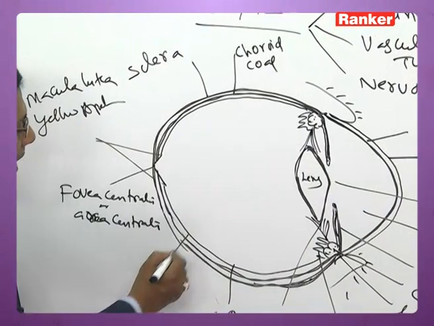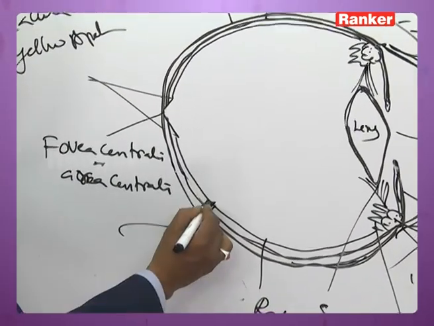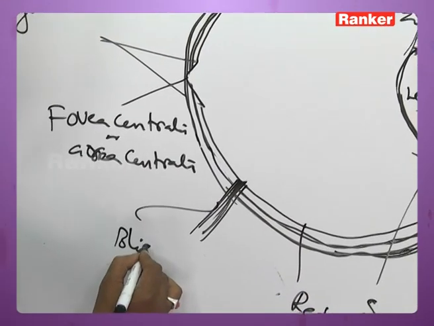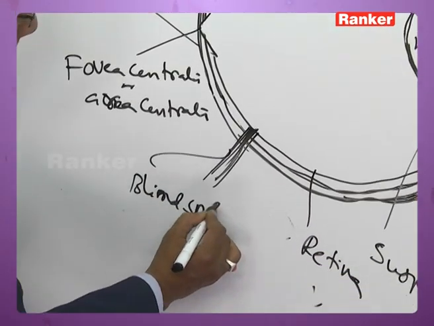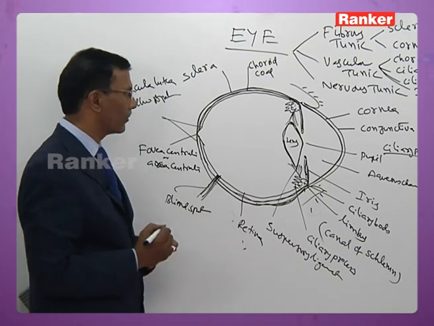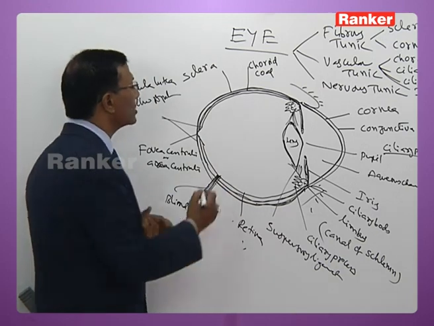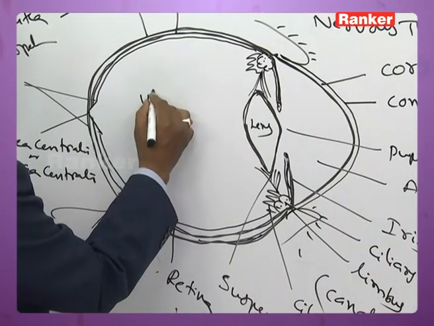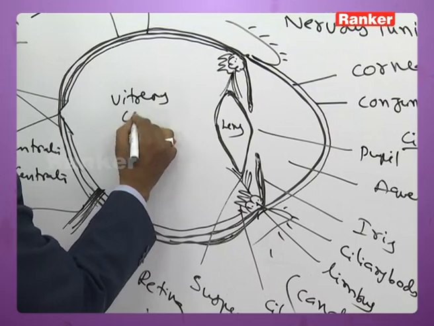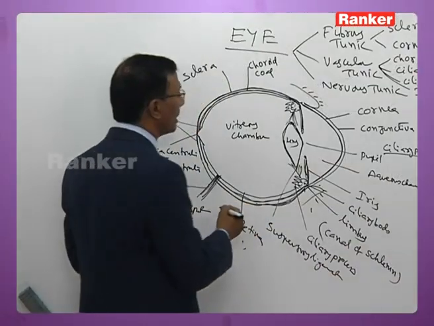Then the part of the retina which is innervated by the optic nerve is called blind spot. It has neither rods nor cones. Now this lens divides the entire eyeball into two parts. The posterior chamber of the eyeball is called vitreous chamber and the anterior one is called aqueous chamber.